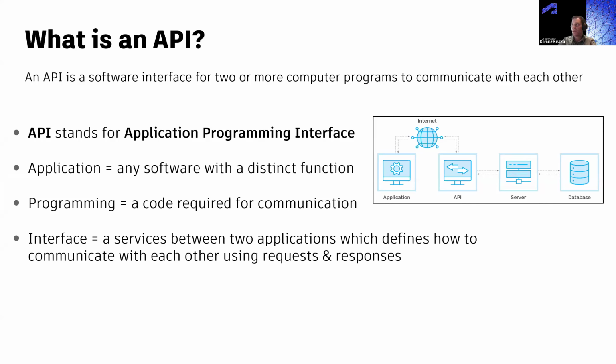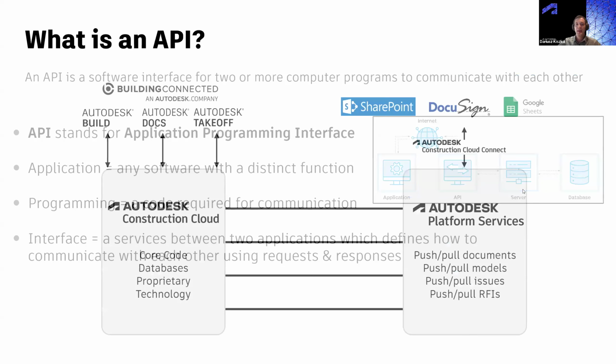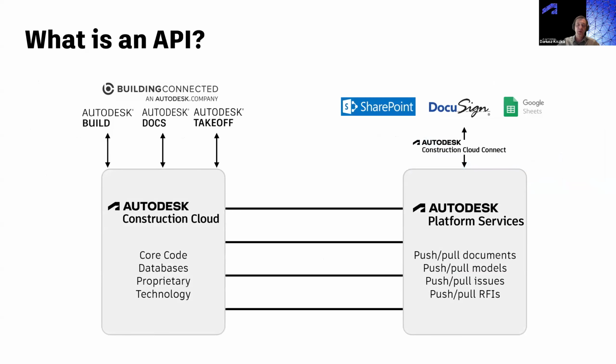In any integration, we always have 2 sides. As you see on the right-hand side, there's a chart where you connect your application through the internet. The API is basically the protocol that enables communication between your application and the server that is connected to the database within our Autodesk Construction Cloud. On one side, there is a server. In our case, it's Autodesk Construction Cloud, which contains the core code, databases, and some technology behind, and it also provides the API for the applications Autodesk Build, Docs, Takeoff, and BuildingConnected.